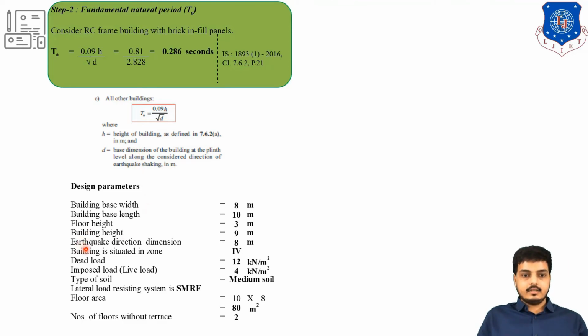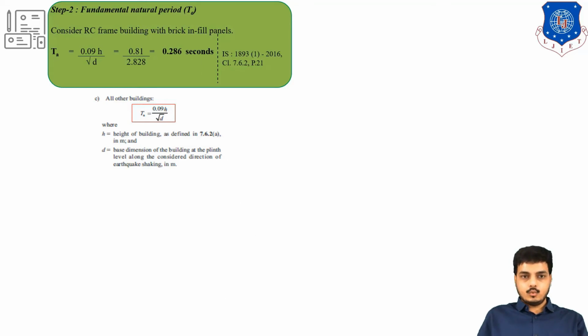Here it has been written that the earthquake dimension is 8 meter, and our building height is 9 meter. So 0.09 multiplied by h, which is 9, divided by root d, which is root 8. So our value of TA is 0.286 seconds. This is the value of the natural period. Now this will be useful for finding Sa by g. So I have completed my step 2.